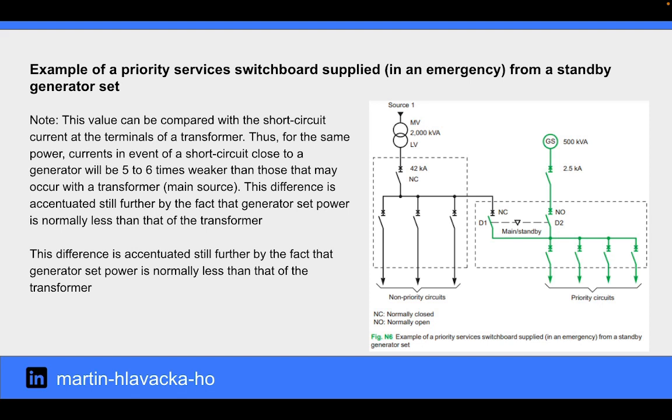When the LV network is supplied by the transformer of 2000 kVA, the short circuit current is 42 kA at the main LV board busbar. When the LV network is supplied by the generator of 500 kVA with a transient reactance of 30%, the short circuit current is approximately 2.5 kA, a value 6 times weaker than with the transformer.